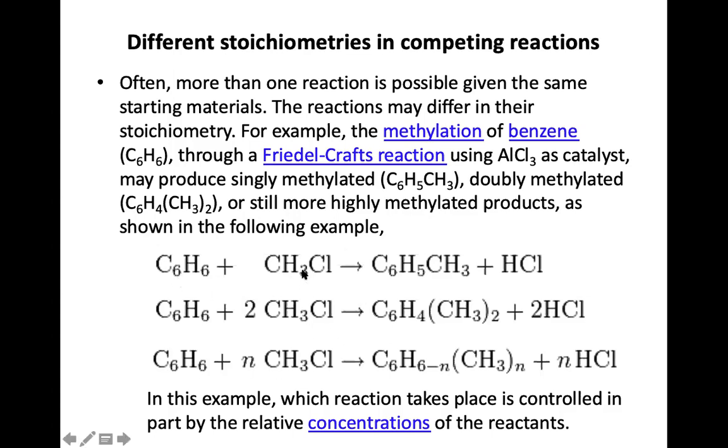So depending on the molar ratio, here 1 mole benzene, 1 mole methyl chloride, here 1 mole benzene, 2 mole methyl chloride, you can see the product is different. So whichever product you target in the chemical reaction, you have to use the reactants in the appropriate molar ratio, and from the molar ratio you can easily calculate the amount of the reactant required to add in the reaction. So this is one of the interesting features of chemical synthesis.